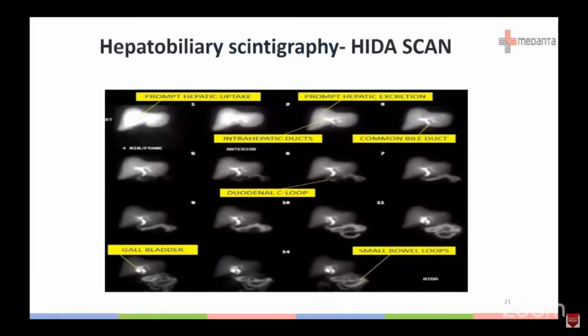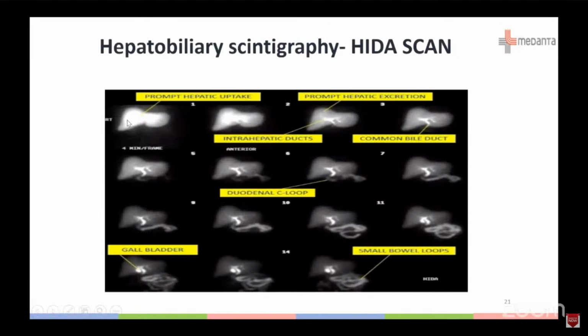So is there any role of the HIDA scan in this case? Yes, there is some role of the HIDA scan. Basically, in a HIDA scan, we inject a dye through the vein of the child, and we see the hepatic uptake and biliary excretion of this child. This picture shows a normal HIDA scan.